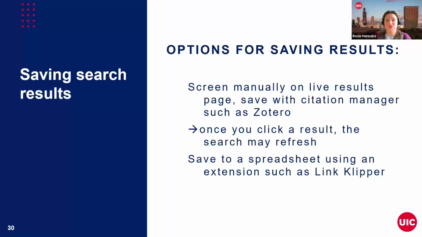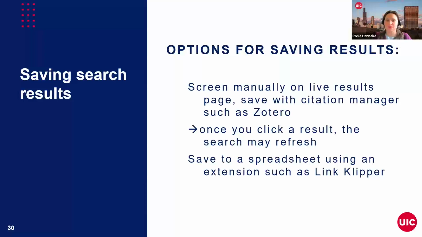When you're doing Google searches for your gray literature, you have a couple of options for how to save the stuff that you come across. Really, the simplest way to do this would be to do the search, and then while you have it open, just go through manually and screen results, keep track of how many you're screening, and then as you encounter resources that you might want to include, you can save them one by one with a citation manager like Zotero.